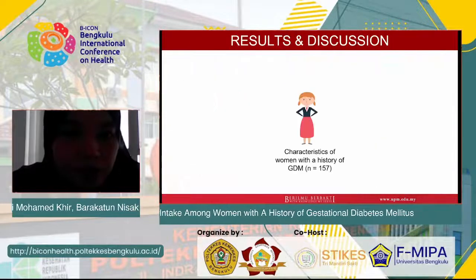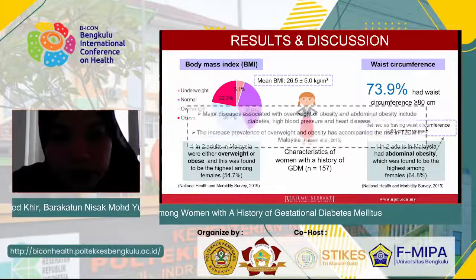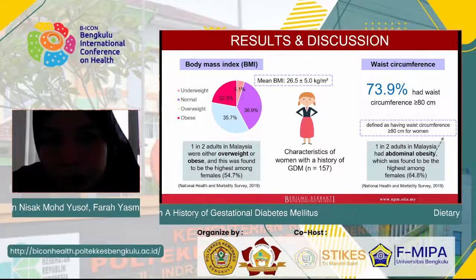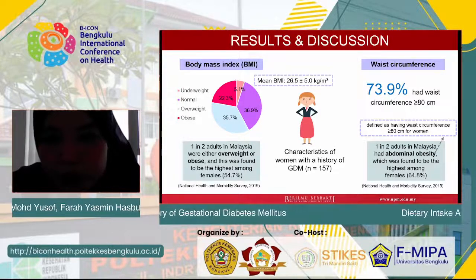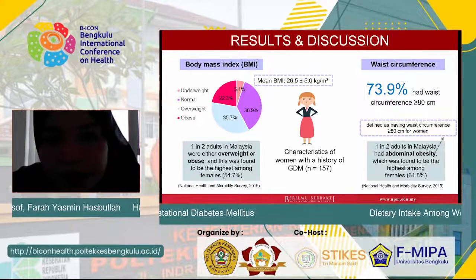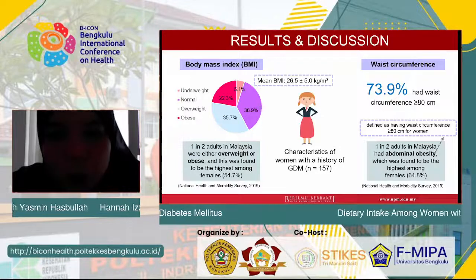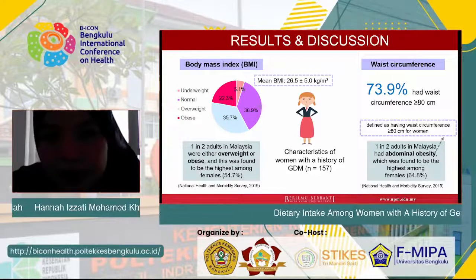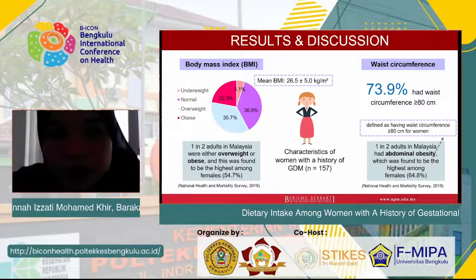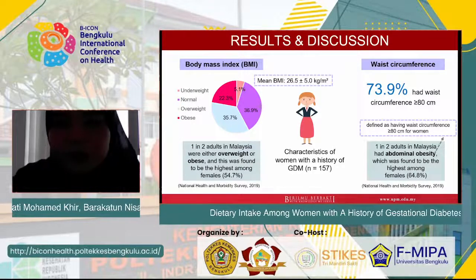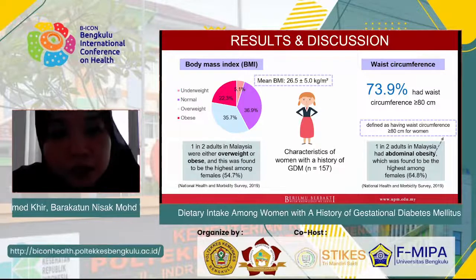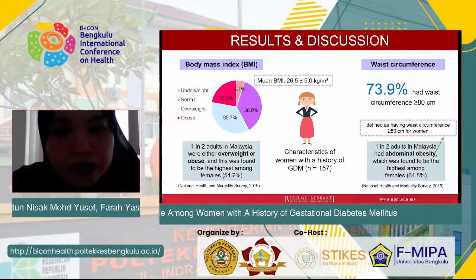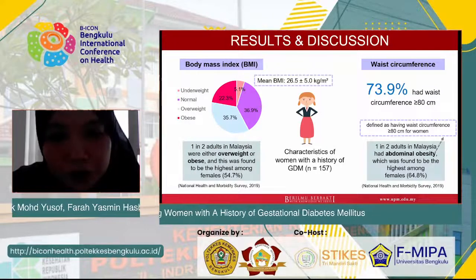Moving on into the characteristics of these women with a history of GDM. The mean BMI of these women was 26.5 kilograms per meter squared, in which more than half of the women in this study, or 58%, were either overweight or obese. And based on the NHMS 2019, one in two adults in Malaysia were either overweight or obese, and this was found to be the highest among females. Also, a majority of them, or 73.9%, had a waist circumference of 80 centimeters or above, reflecting the trend of the general Malaysian population, in which one in two adults had abdominal obesity, defined by this cutoff criteria, also found to be the highest among females.